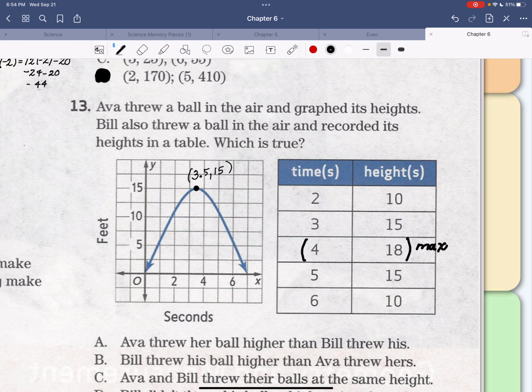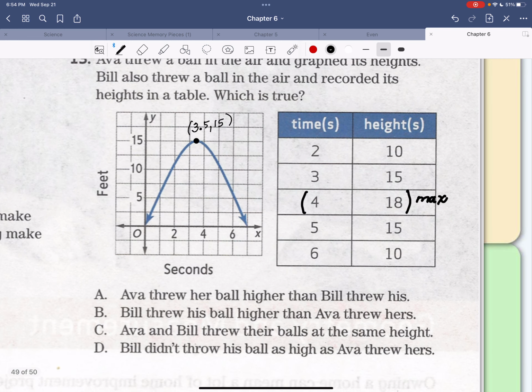And let's see if this is enough. We'll go from here. Ava threw her ball higher than Bill threw his. So this is saying that 15 is greater than 18. And that's not true. Bill threw his ball higher than Ava threw hers. That's saying that 18, the maximum, is greater than 15. I like that.